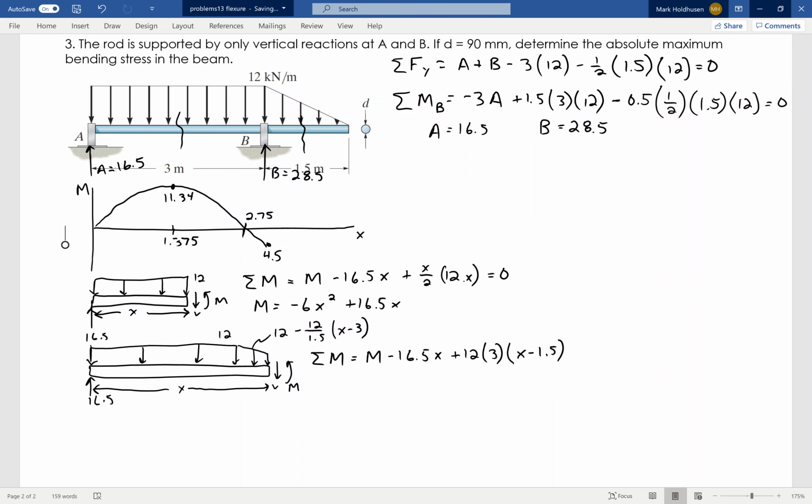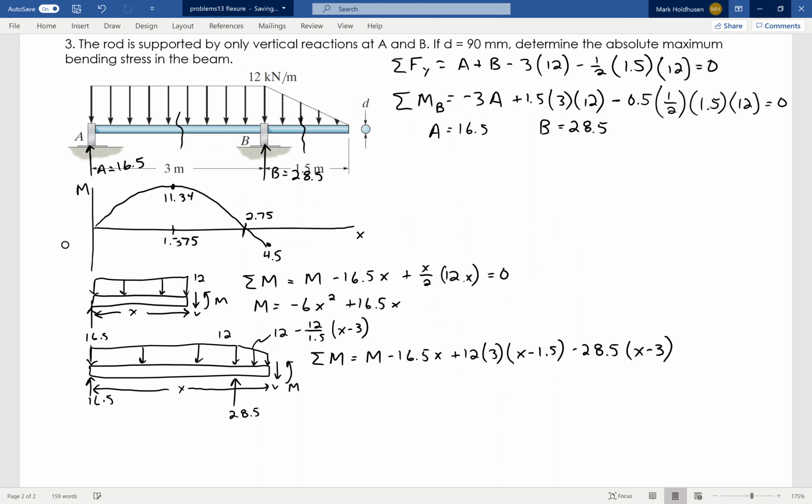Now, oh, I forgot one load here. I've got my 28.5. Got to remember that, right? That point load, that reaction load right there. So I'm going to include that. That's going to be negative 28.5 times x minus 3.